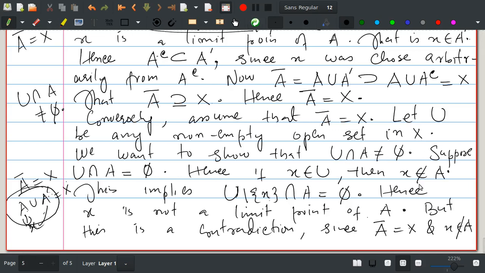I mean this intersection over here is non-empty, so hence U intersection A is non-empty.